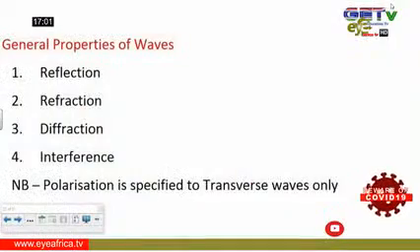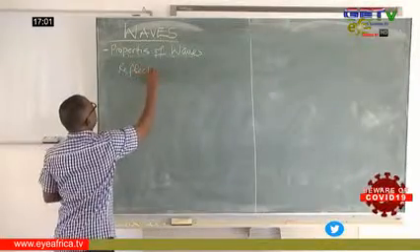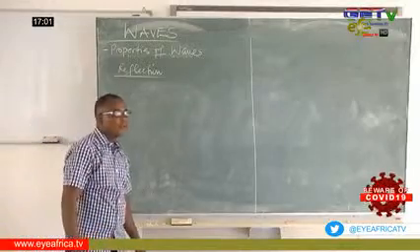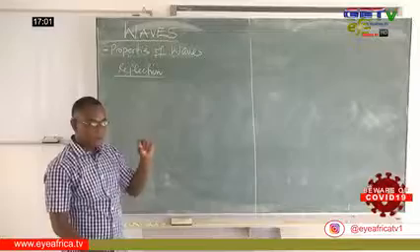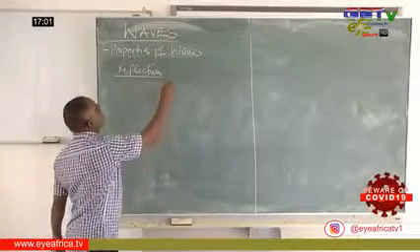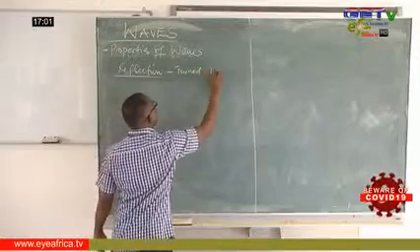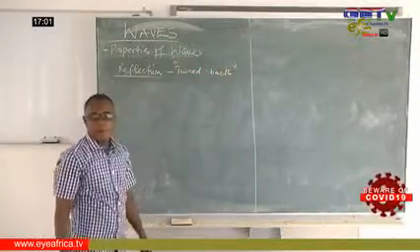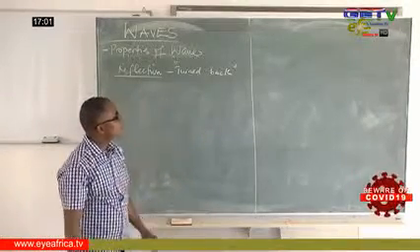If you look at general property number one, it's reflection. You say reflection. And that is the ability of the wave to turn back when it is incident on the barrier. Remember that? It's the ability of that wave. Actually, the short code of it is turn back. To reflect is to turn back. If the wave is capable of turning back when incident on a barrier, then we talk about reflection.